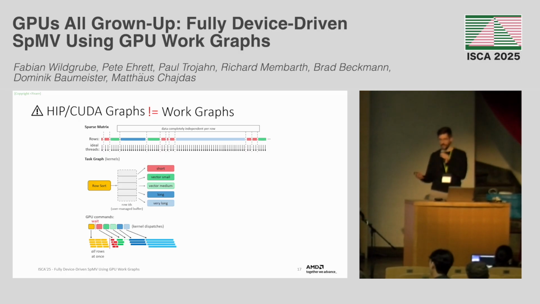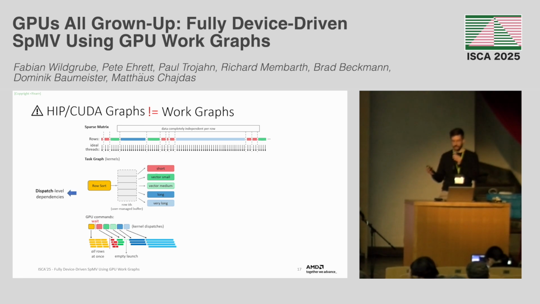And if some of those are empty because some of the row length classes we have aren't actually present in the matrix we're looking at, then we have empty launches that somehow need to be dealt with. And crucially, we aren't actually capturing the dependencies of the problem here, but of the solution, because we are only capturing dispatch level dependencies, even though our problem actually has much finer grained dependencies in the data itself. And that's because task graphs work on dispatches and not on the actual data dependencies.